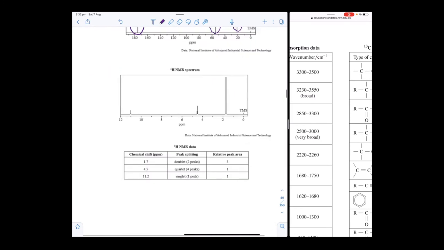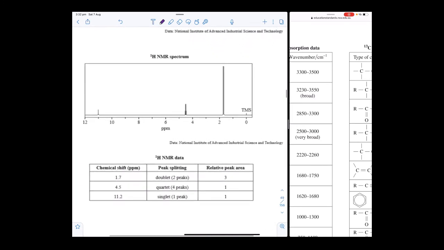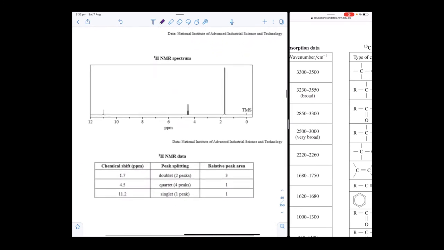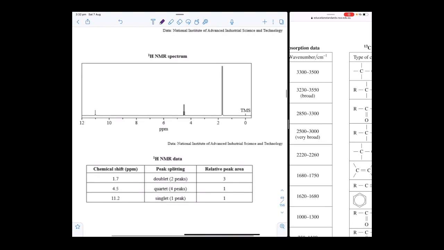Now, with hydrogen NMR, let's see what it tells us. Chemical shift, one doublet, quartet, singlet. Okay, what this is telling us, everyone, I'm just looking at it. So this is the peak at about 11.2. This is the peak at about 4.5. It's basically all the information, but in table form for you. This is the peak at 1.7. I'm telling you 1.7 has a doublet. I think it's because it's hard to see. They've given it to you. 4.5 has a quartet.